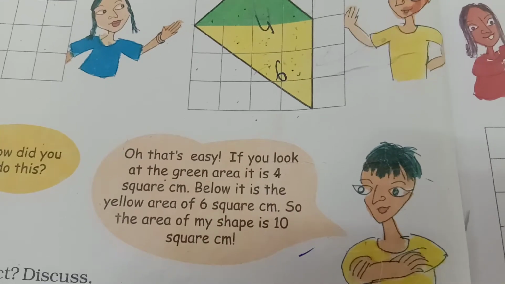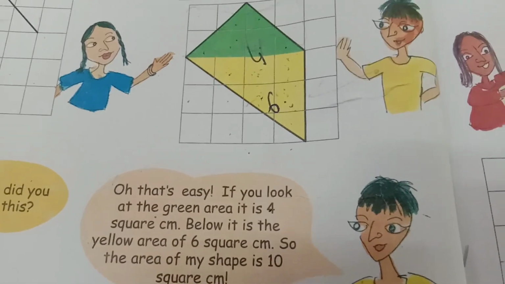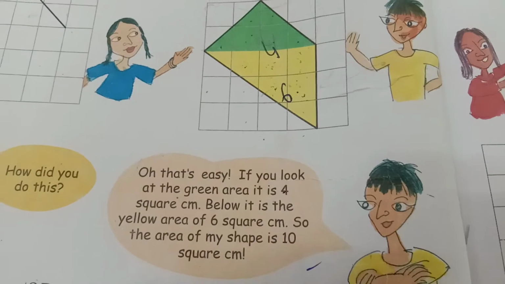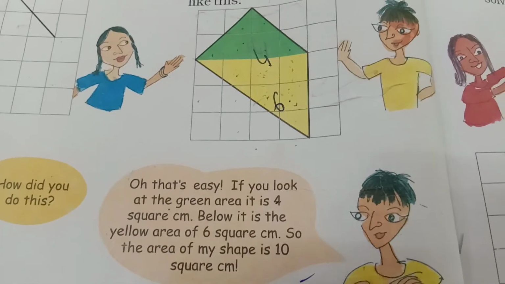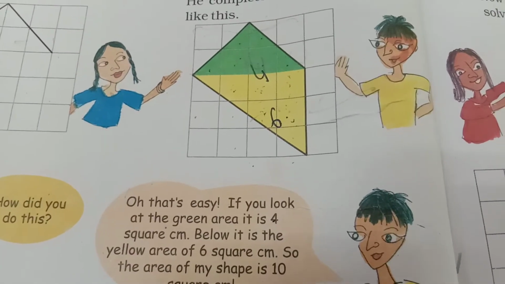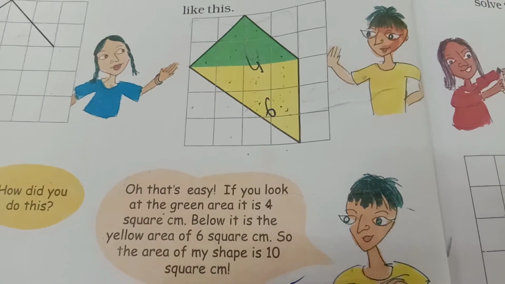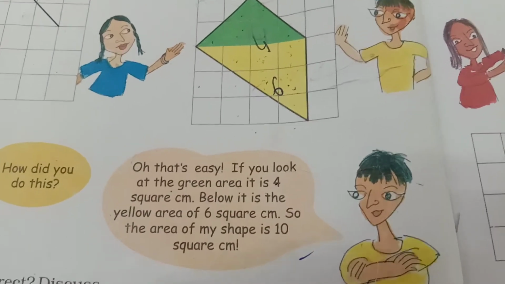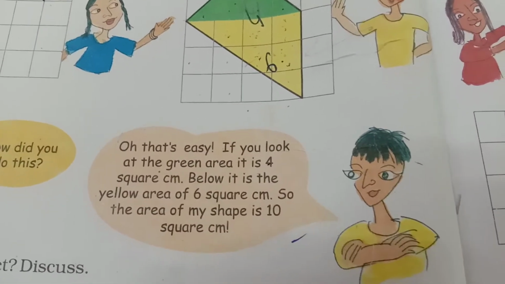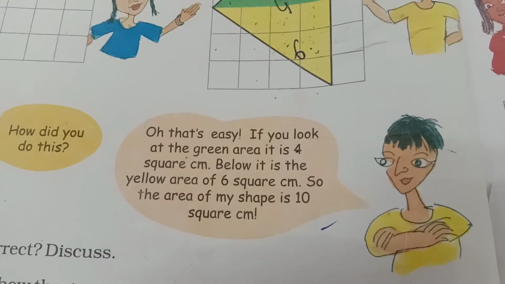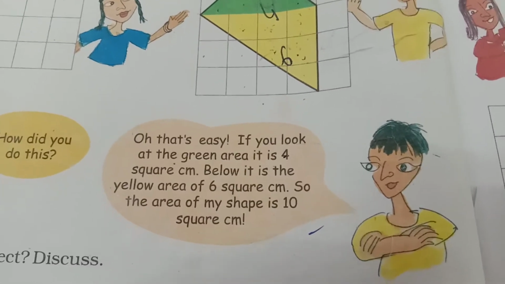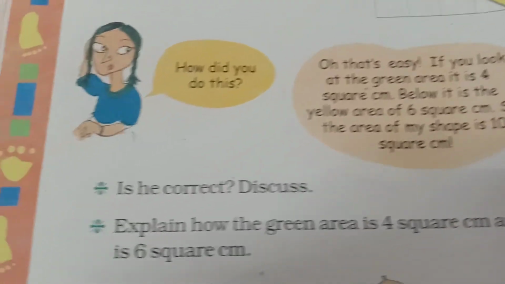So the area of my shape is 10 square centimeters. How is it possible? She is asking. Oh, it is very easy. You see, the green portion has an area of 4 square centimeters, and the yellow portion has 6 square centimeters. Together, the area of my shape is 6 plus 4, which is 10 square centimeters.